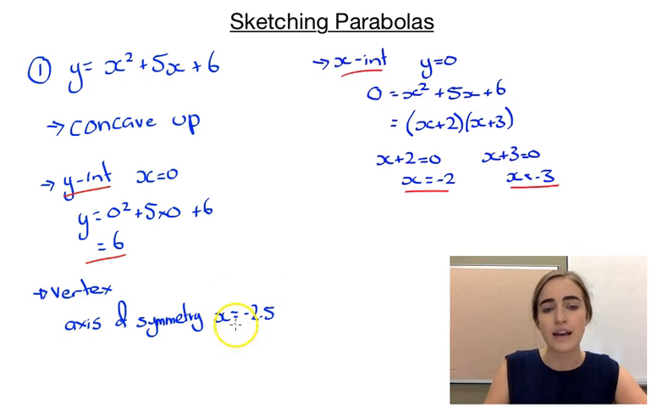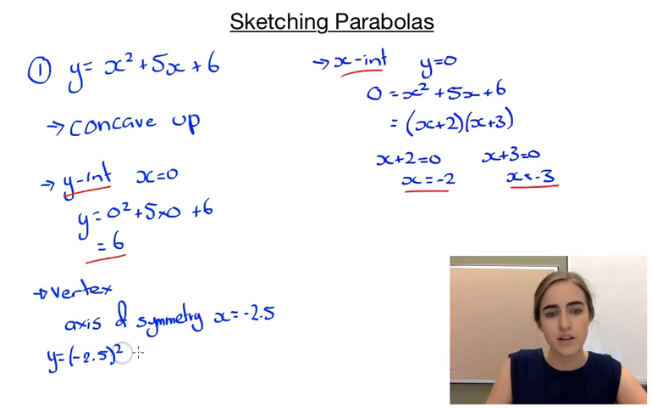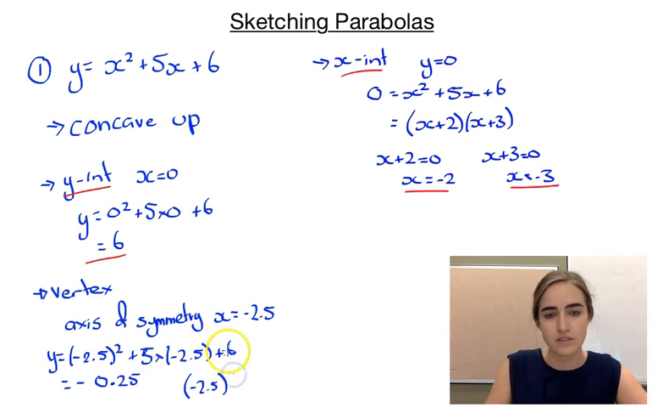Then we're going to substitute that x value into our equation and solve for y to find the y-coordinate of our vertex. So we'll have y equals minus 2.5 squared plus 5 times minus 2.5 plus 6. And that will come out to give us minus 0.25. So our vertex has coordinates minus 2.5, minus 0.25.